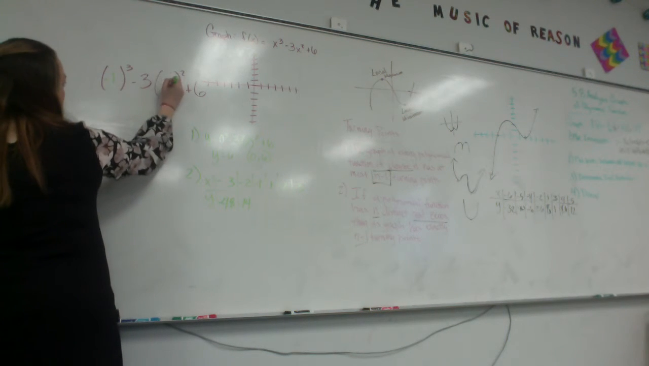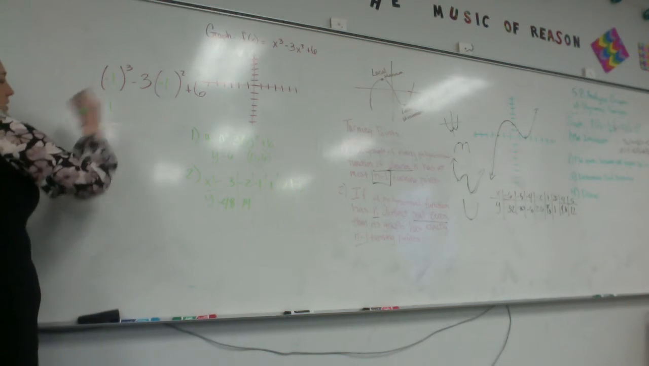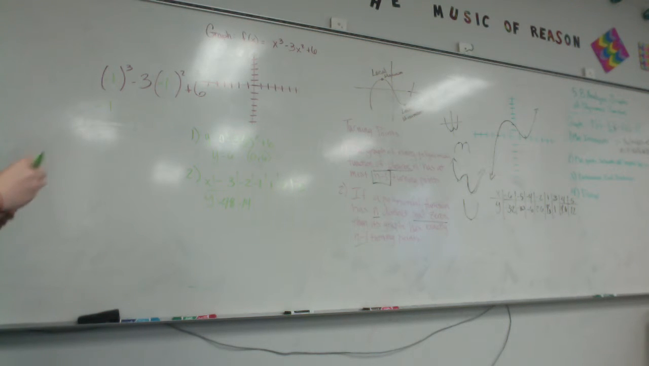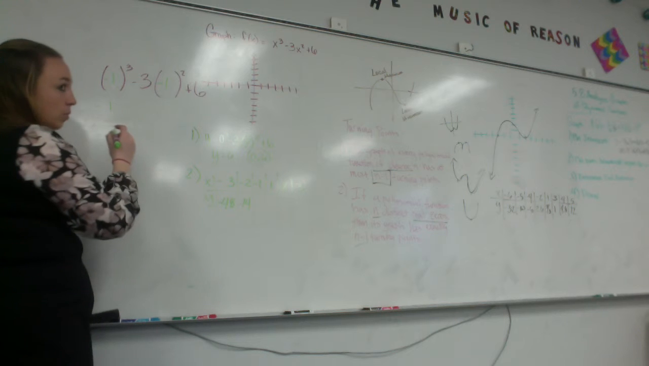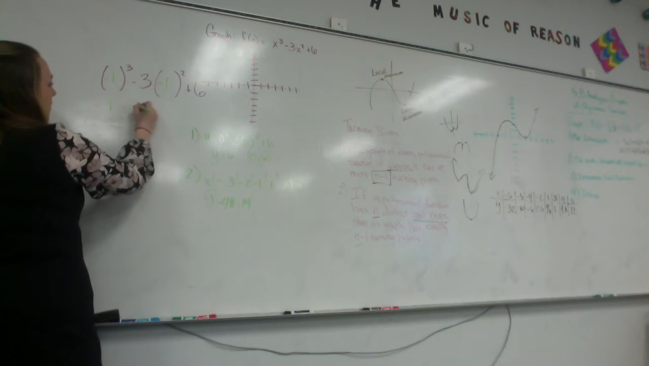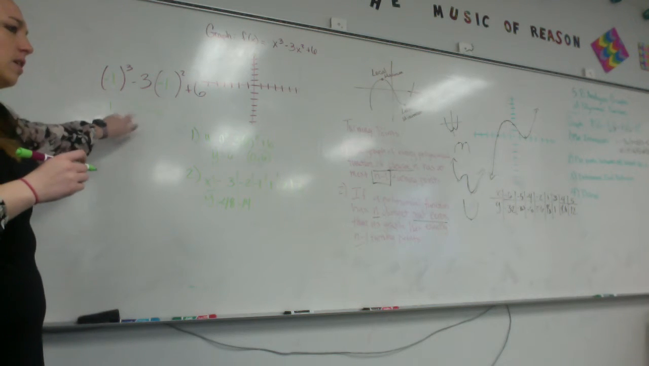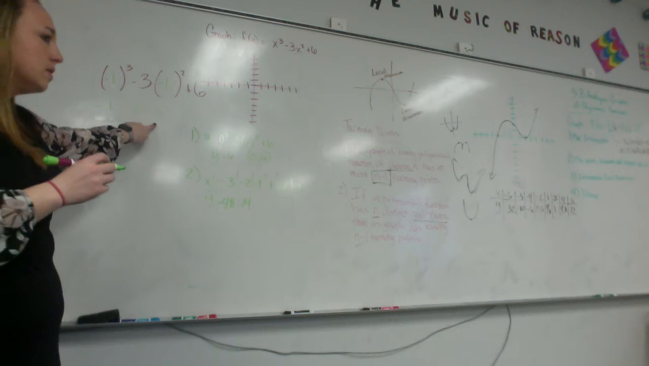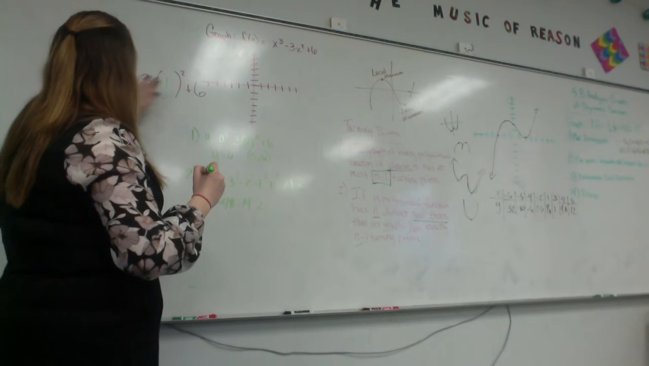Okay, negative 1. This should be easy. Ready, Drew? What's negative 1 cubed? Negative 1. What's negative 1 squared? 1. What's 1 times negative 3? Negative 3. And then plus 6. What is negative 3 and negative 1 together? Negative 4. Negative 4 plus 6? 2. Beautiful. Okay, we're almost done.